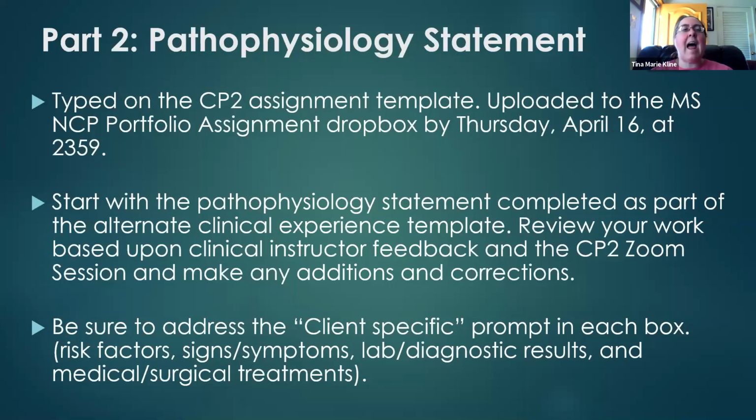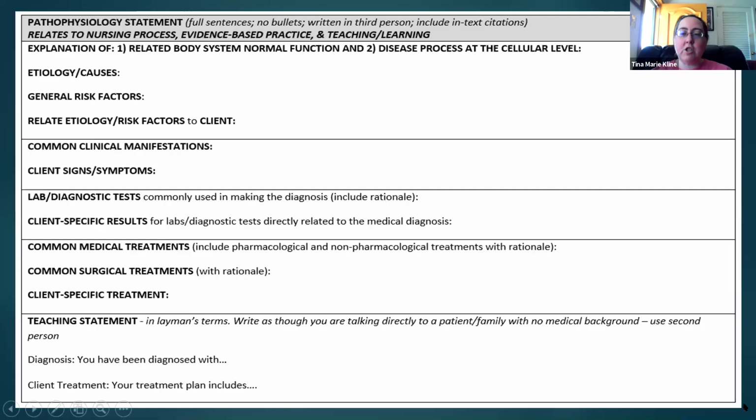What is different, the added piece for CP2, and I'm going to go to the next slide, this is just a screenshot of that template. You'll see in each section, it has an area that says relate to the client. So up there, relate etiology risk factors to the client. For example, what risk factors did this client have for COPD and for COPD exacerbation? Okay, for client signs and symptoms, what specific symptoms did Mr. Gomez exhibit, both in the ER report and when we're looking at the patient?